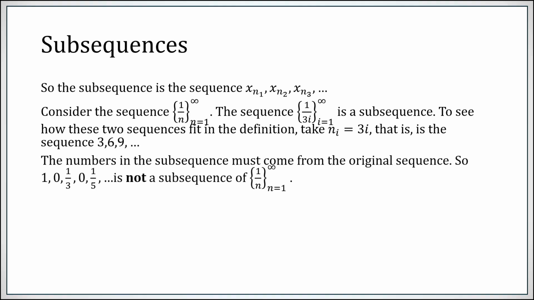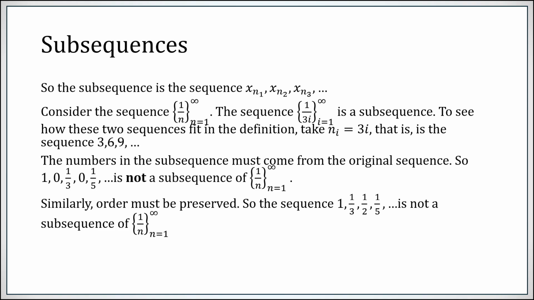Okay, you do have to come from the original sequence. So if I did something like 1, 0, a third, 0, a fifth, 0, a seventh, 0, that's not a subsequence of 1 over n. These zeros are not in the sequence that I started with, so it's not a subsequence. Also, you have to preserve the order the terms appeared in. 1, 1/3, a half, a fifth, those are all terms of this sequence, but they're in the wrong order. A half would have to come before a third. It's fine that a quarter is not in there. It's a subsequence. You can omit certain terms, but those terms you do keep have to be in the same order that they were in the original sequence.